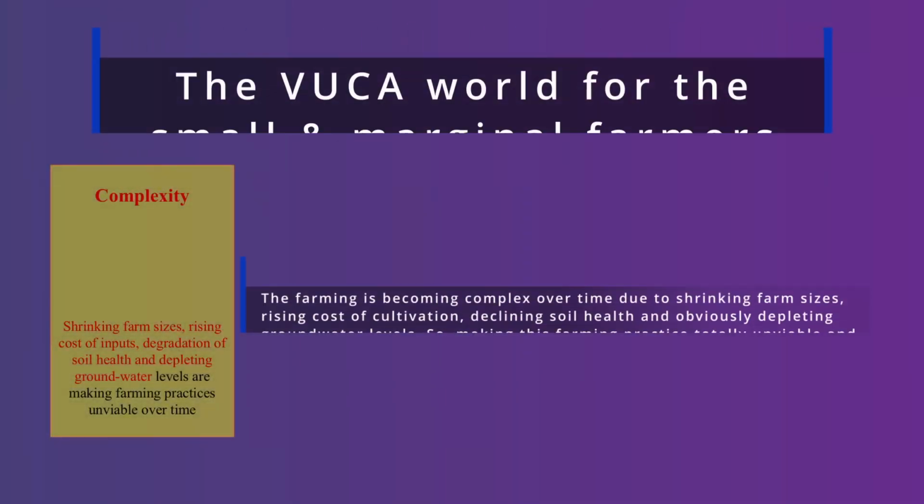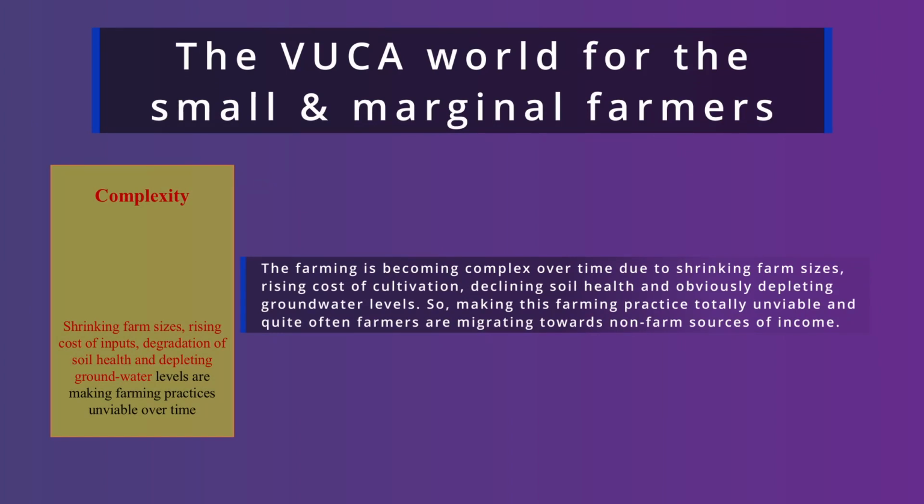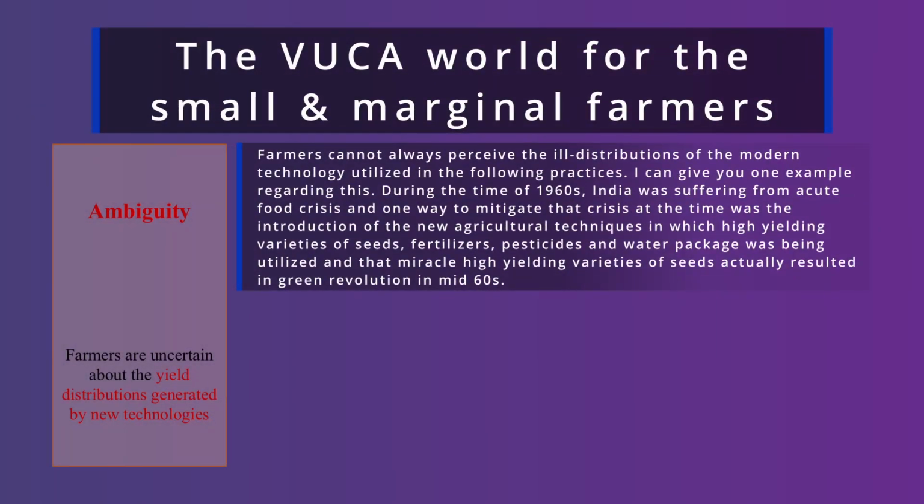Farming is becoming complex over time due to shrinking farm sizes, rising cost of cultivation, declining soil health, and obviously depleting groundwater levels. So, this farming practice is becoming totally unviable, and quite often farmers are migrating towards non-farm sources of income. And finally, there is ambiguity in the sense that farmers cannot always perceive the yield distributions of the modern technology utilized in farming practices.